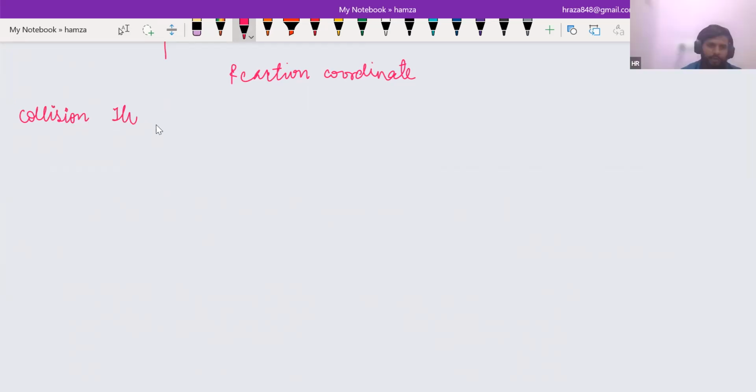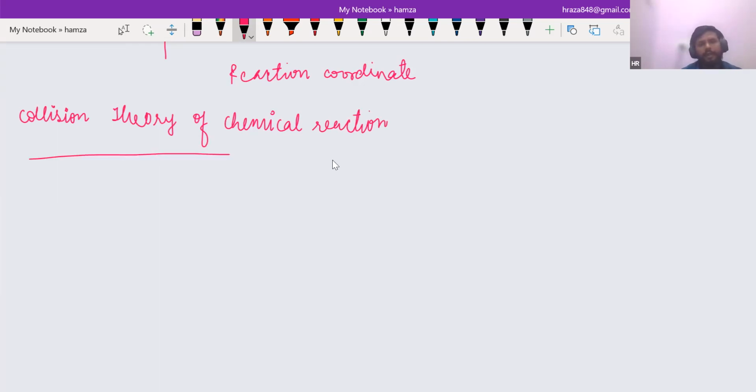So see, this is your collision theory of chemical reaction. Whenever a reaction occurs, there will be collision between reactants, and there is a term called collision frequency. What does it mean? It is the number of collisions per unit volume per second. That is called collision frequency.